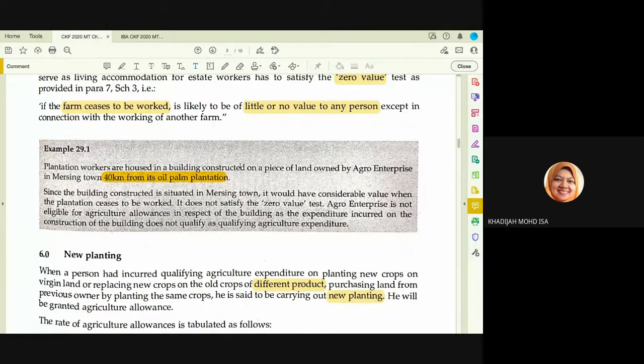So because of that, this test, zero value test, is failed. So if you fail, then you cannot claim the building as an agricultural building expenditure, right? So it does not qualify.